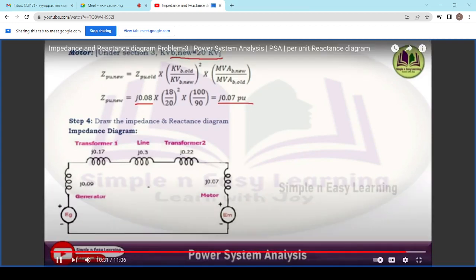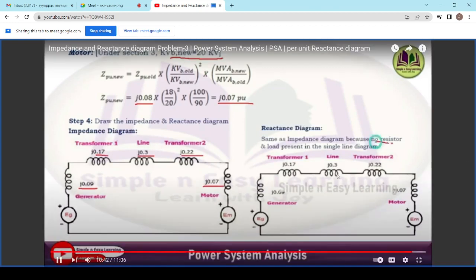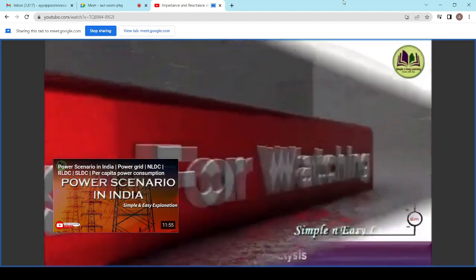After drawing the impedance diagram, now the reactance diagram also remains the same as the impedance diagram, since there is no resistor and load present in the single line diagram. All the values given here are only reactance, there is no resistance. So both the impedance diagram and reactance diagram will be similar.